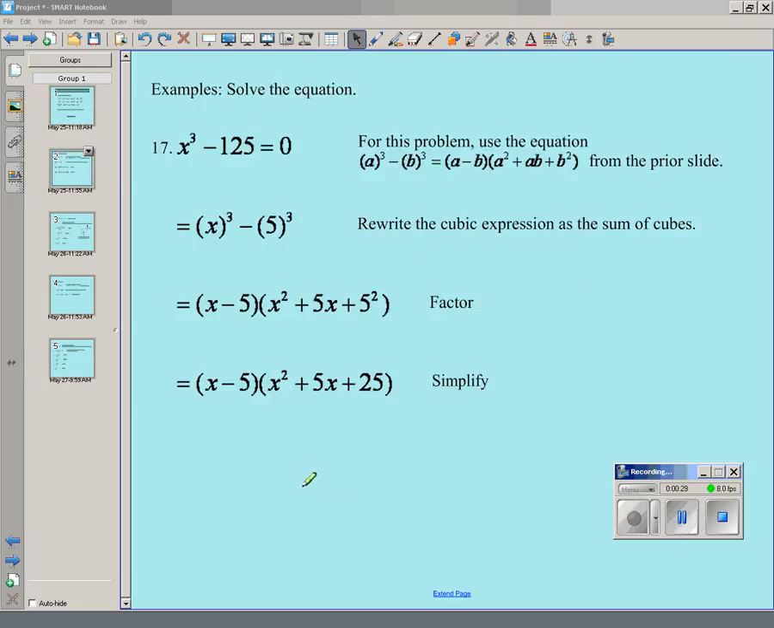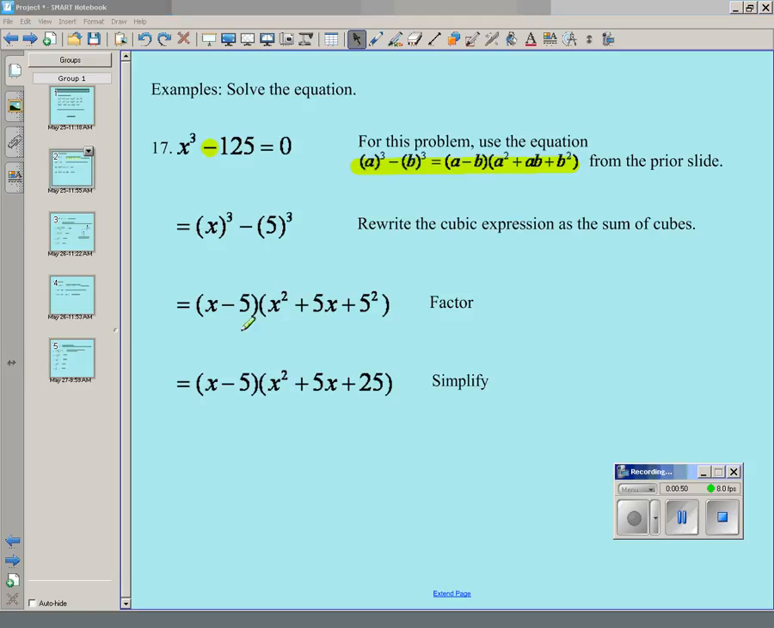First example is x cubed minus 125 equals 0. For this problem we use the equation A cubed minus B cubed equals A minus B times A squared plus AB plus B squared. This is the equation from the slide before. We're using this because there's a negative sign in the problem.